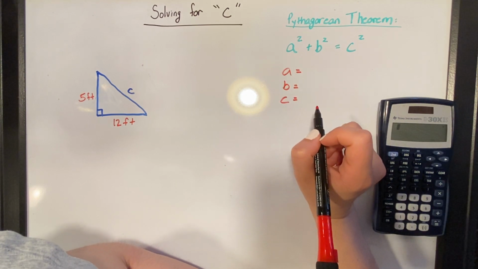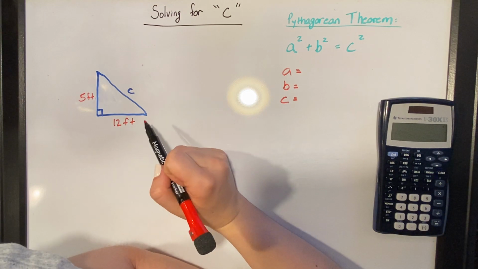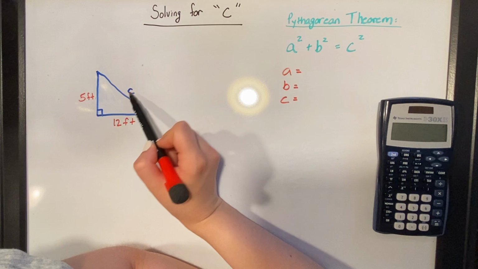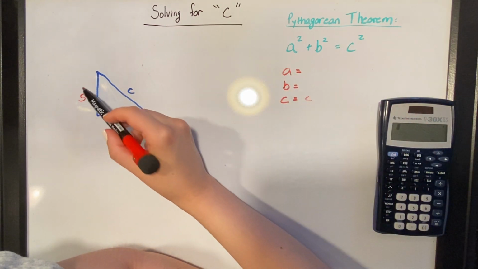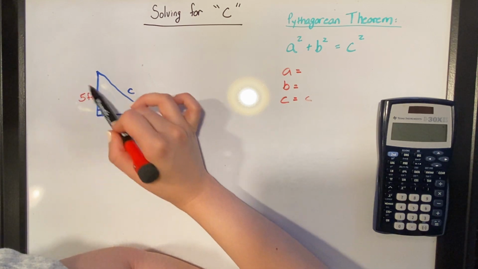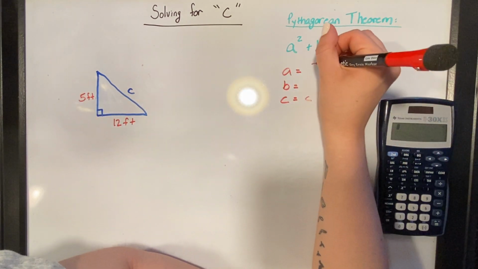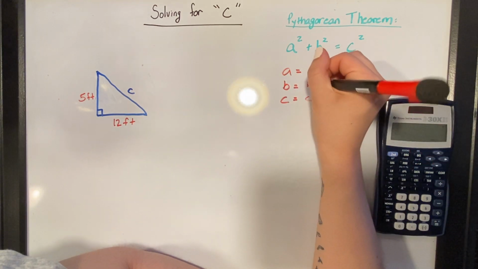All right, C, remember, is the easiest side to identify because it's opposite the 90-degree angle. Here's a 90-degree angle. So C, no value yet. So C is just C. And then the two legs are A and B. Remember, it doesn't matter, but I usually make this one A. So I'm going to make A is 5 and B is going to be 12.